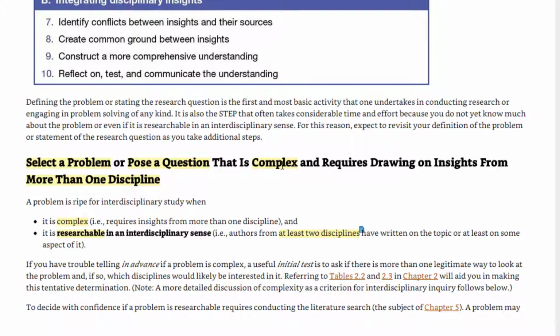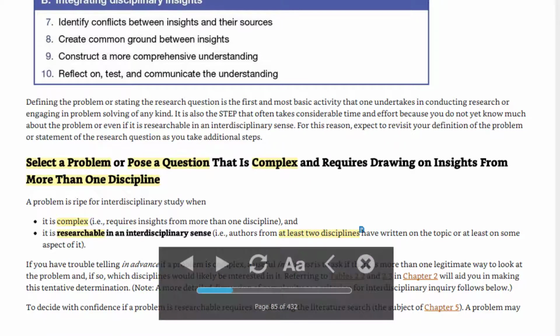And how do we know whether it's complex? It's complex enough if it covers more than one discipline. If it requires insights from more than one discipline, and for our projects, I want them to be 3. If it is complex enough to involve insight from 3 disciplines, then it is perfect for our project. So those are the 2. Make sure it's complex. And then the second part of this was make sure it's researchable.